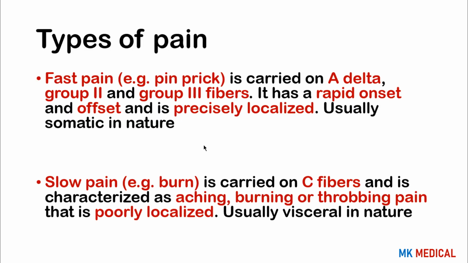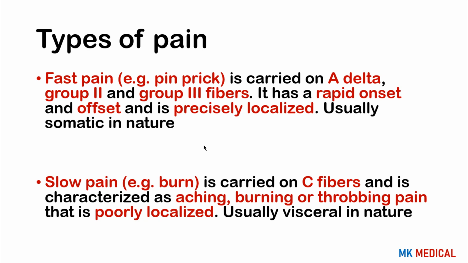And remember that there are two main types of pain. There's what is referred to as fast pain, which is often pricking. It's carried by myelinated A-delta fibers, group 2 as well as group 3 fibers. If you do not know what this is, please play the previous video, then you will know what these fibers are. It is of rapid onset and offset. It is largely precisely localized, and usually it's somatic in nature, so it's going to be coming from a somatic structure.